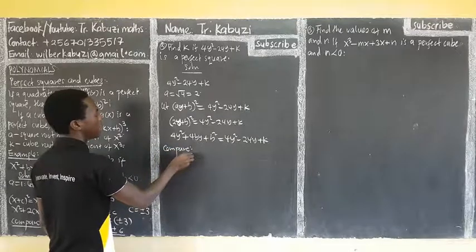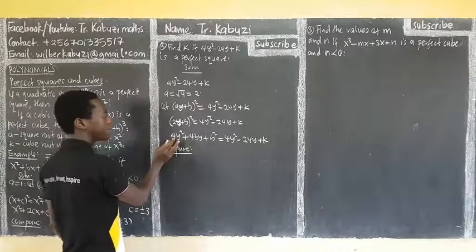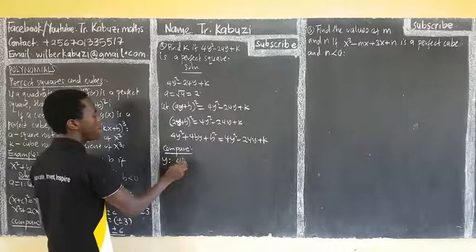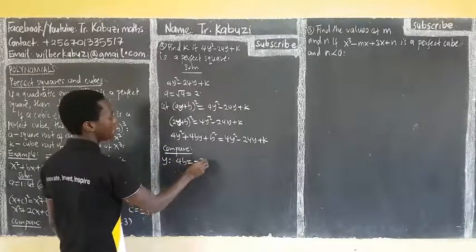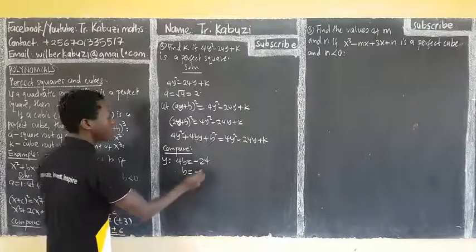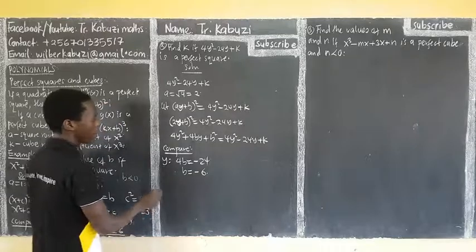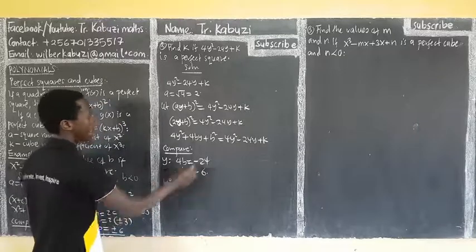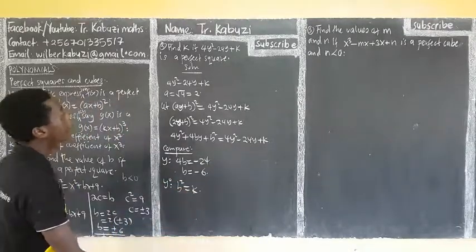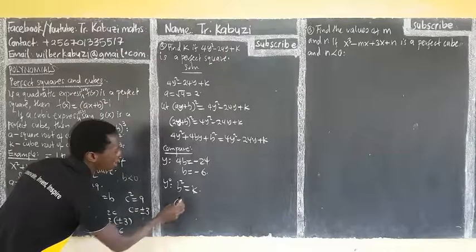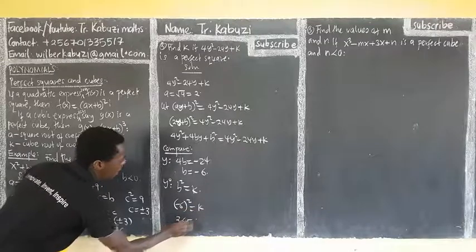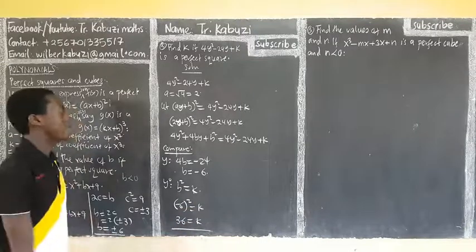If you compare now y squared, the coefficient there is 4. Then for y, this side we have 4b, the other side we have negative 34. Divide through by 4, our b becomes negative 6. So when I compare now y power 0, the constant, this side I have b squared, this side I have k. So now I need the value of k. So that my b is negative 6 squared equal to k, and so that my k will be 36, and that will be the answer.